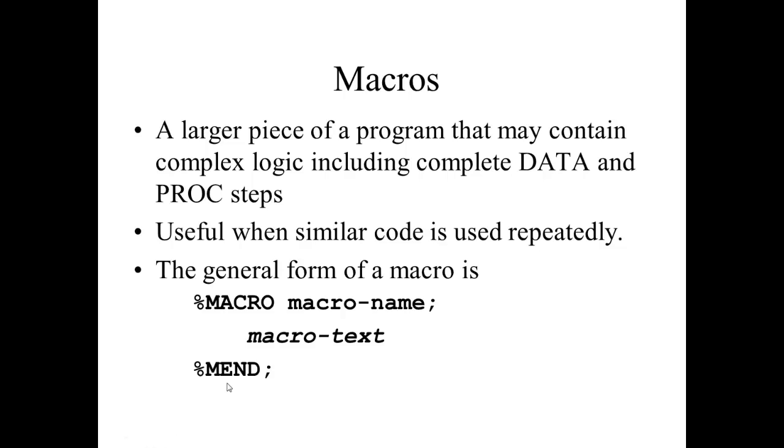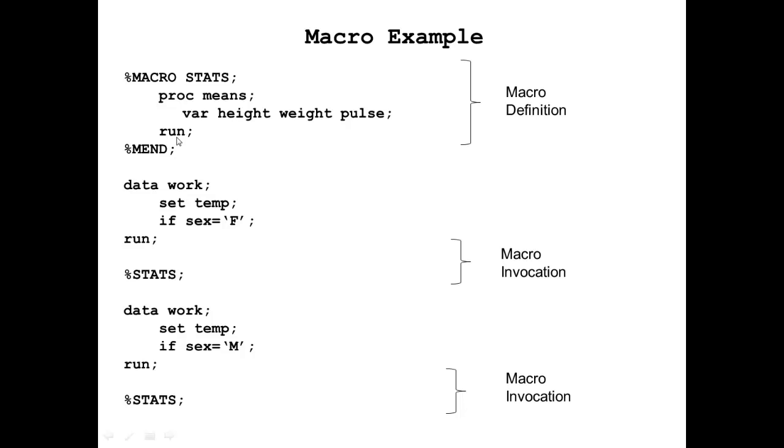So the macro text is a set of SAS statements. We are creating a macro called stats. And within that macro, we are saying proc means, var, height, weight, pulse. And then we end our macro with the percent mend. And then notice here we are creating a temporary data set called work, and we're saying if sex equals F for female. And then we're invoking our macro.